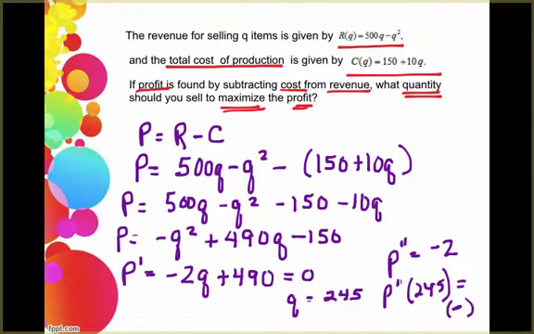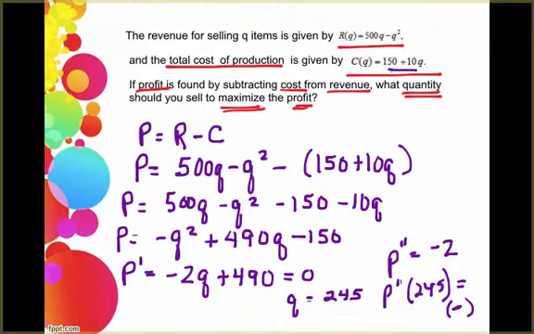So P double prime at my critical point of 245 is going to be negative, which tells me that I have my maximum. Now, if we consider our endpoints, Q would be a minimum value of 0, but that would mean we would sell nothing, and in that case we would actually make a loss because we would have to subtract out our cost.